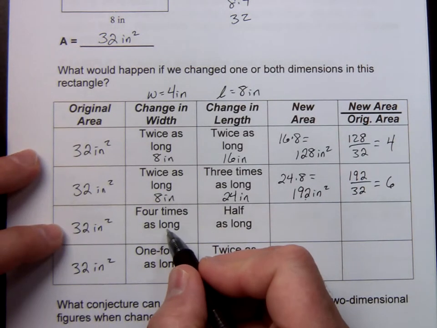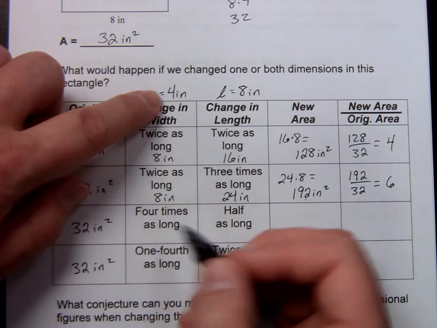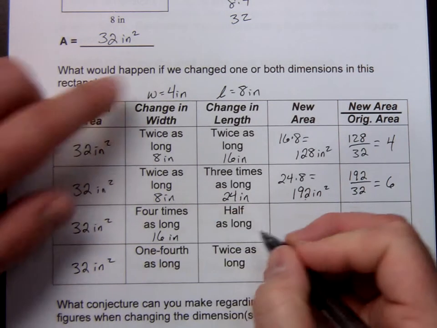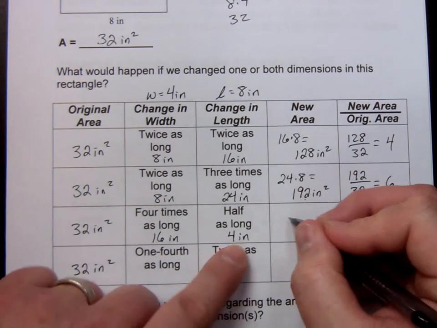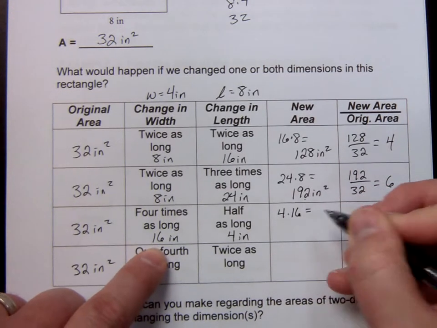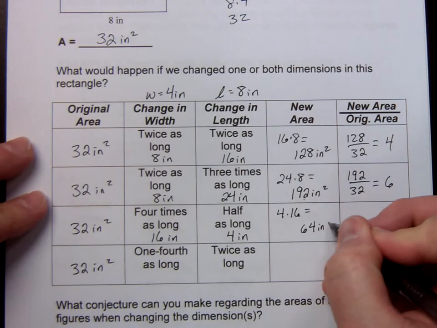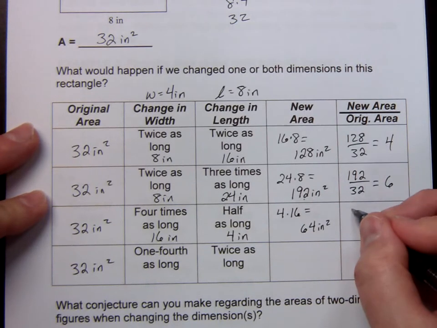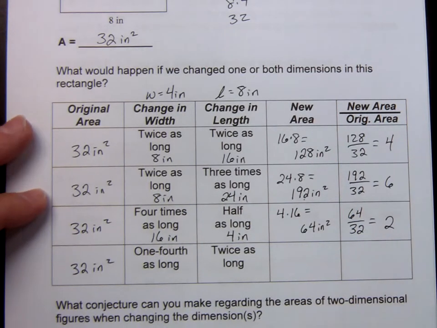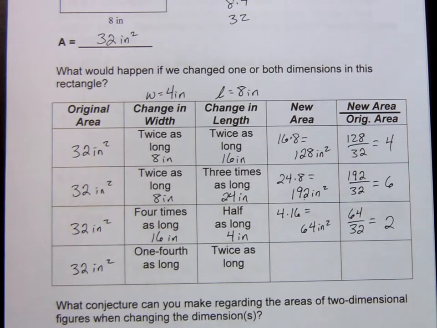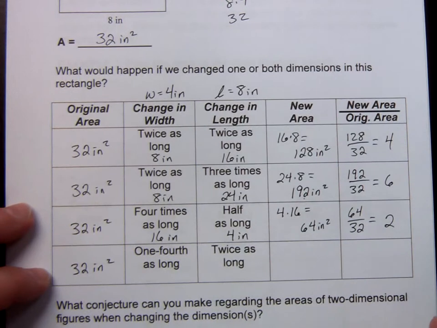Let's try another one. Let's make the length only half as long. So half of 8 would be 4. We're going to do length times width, and that gives us a new area of 64 inches squared. So we take our new area, divide it by our original area, and find out that it makes the area twice as much. So we have twice as many square units of area.